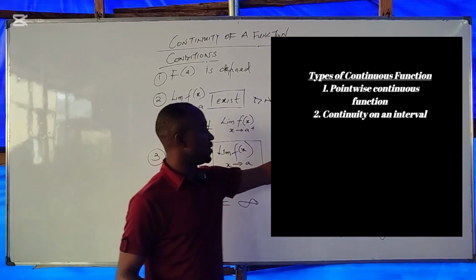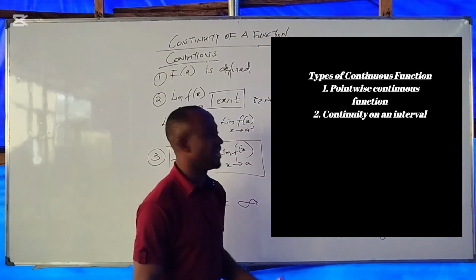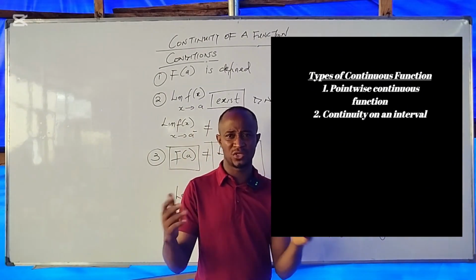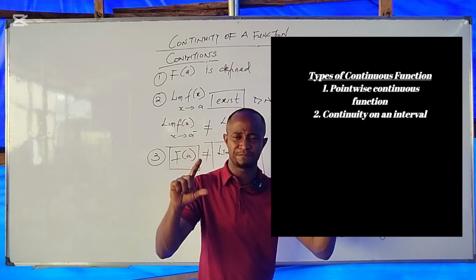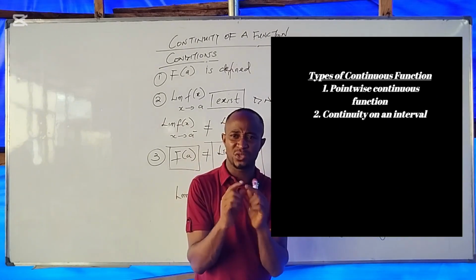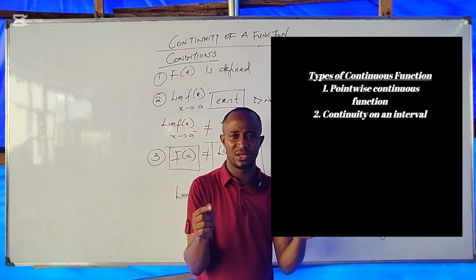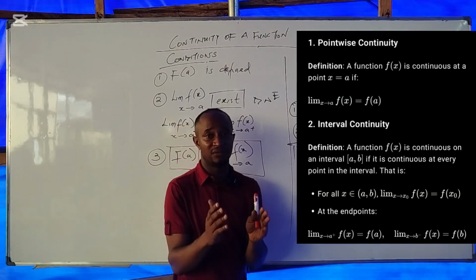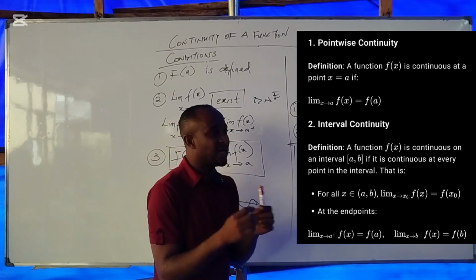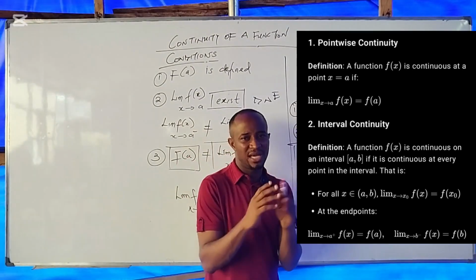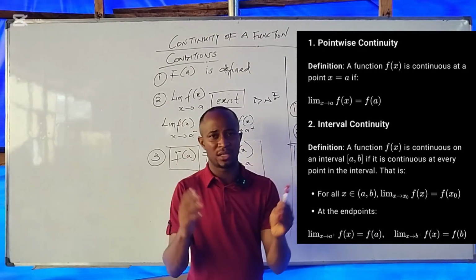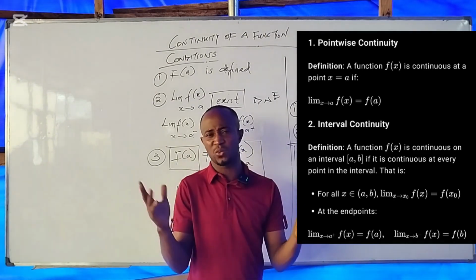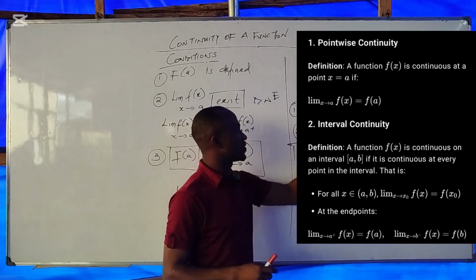We have the continuity on an interval, meaning if we are given a range of intervals, maybe -2, -1, 0, 1, and 2, and the function is continuous within this range of intervals of x, that means that we have continuity on an interval, right? But if we are just given a certain value of x, let's say x equals 2, or 1, or 5, or 0, or -4, -1, that means that we have a pointwise continuity of a function.